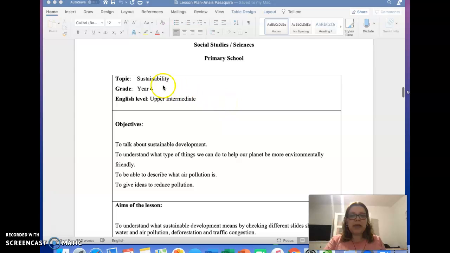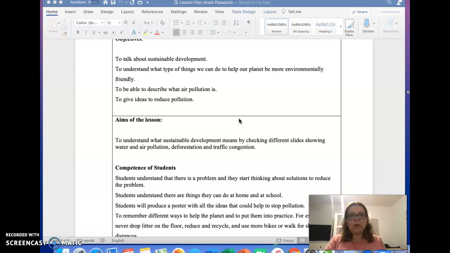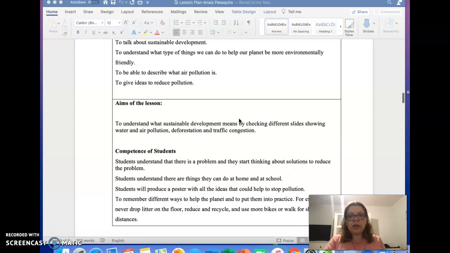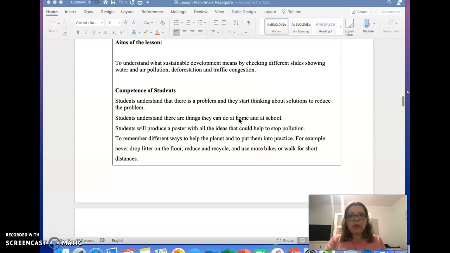The topic is sustainability, and it is for Year 4 students in an international school. The objectives of the lesson are to talk about sustainable development and understand what the problems are, to describe what air and water pollution are, and to give ideas on how to reduce pollution. On the side of the students, they need to understand that there is a problem and to start thinking about solutions to reduce it.